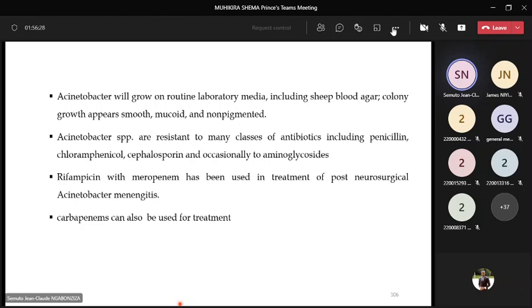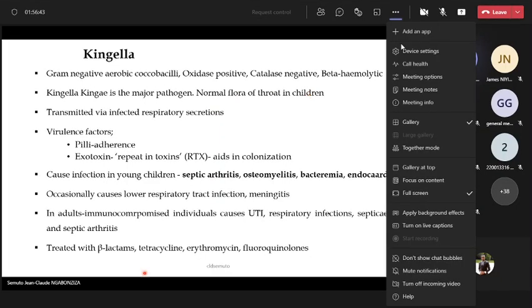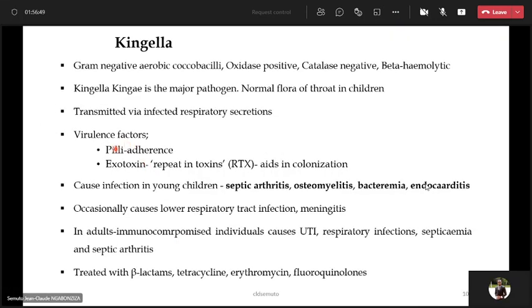Another genus that we see as gram-negative cocci is Kingella, and the most pathogenic is Kingella kingae, which is normal flora of the throat, especially in children, transmitted via respiratory secretion. It has pili and exotoxin, and causes infection in young children. Septic arthritis, osteomyelitis, bacteremia, endocarditis. Occasionally it can cause lower respiratory tract infection, including meningitis.